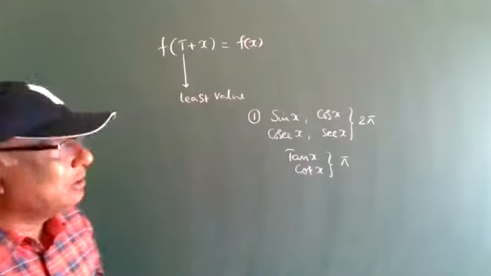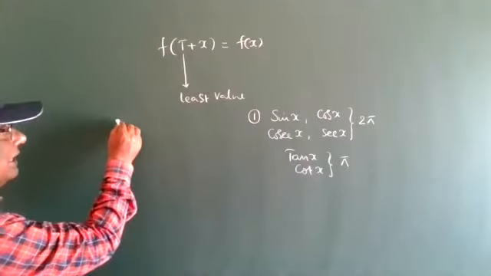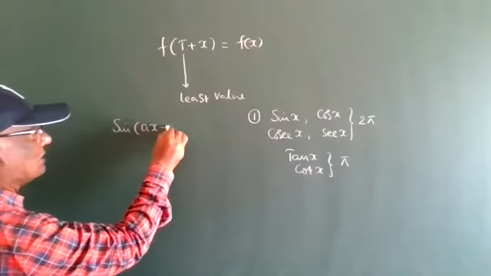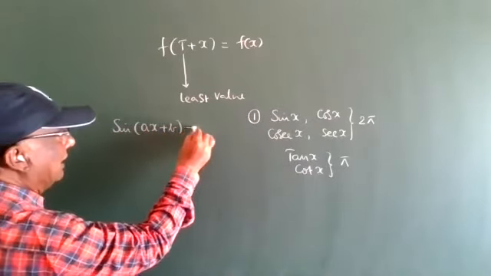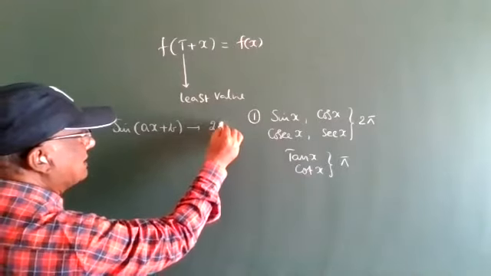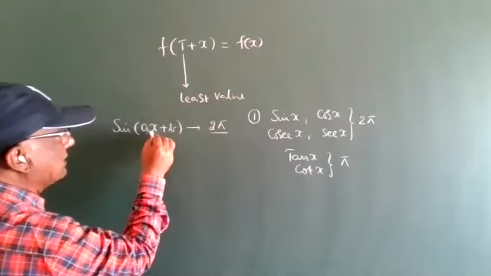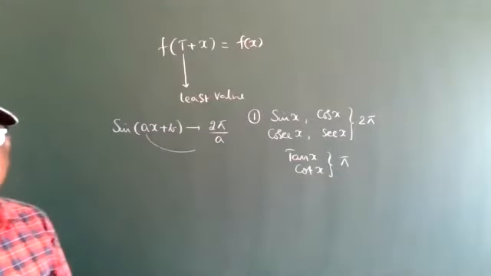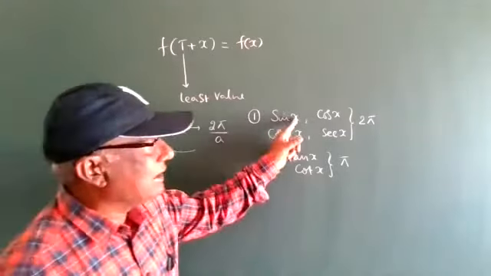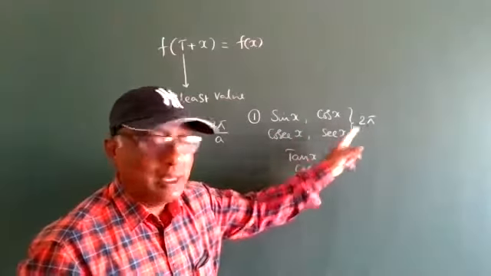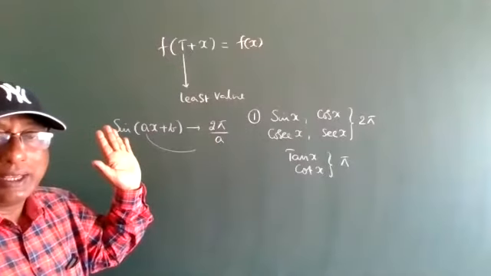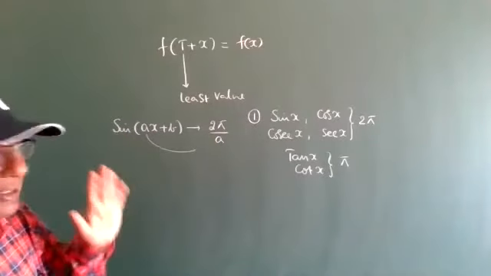Next, the properties of the period. For sine of ax plus b, the period becomes the sine period divided by the x coefficient. Here the x coefficient is 1, so we write 2 pi. If the x coefficient is a, you should write 2 pi by a. So this is one of the periods.